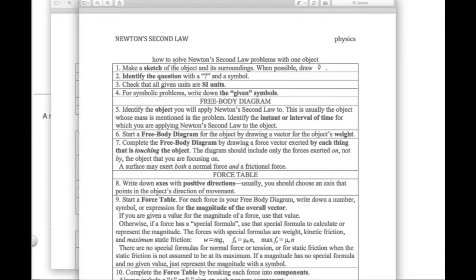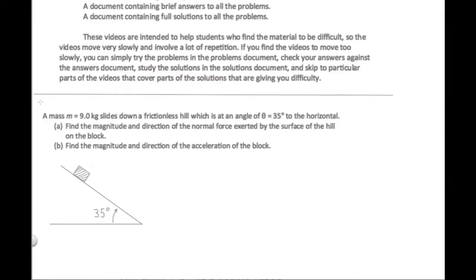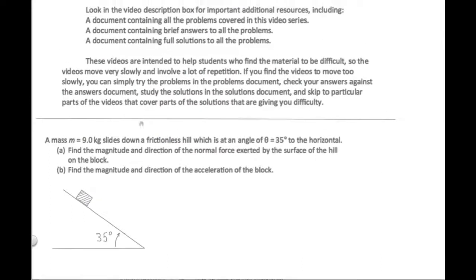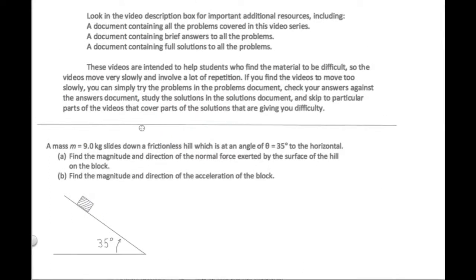Here's our systematic method for Newton's second law problems, which I hope you have printed out. Make sure we have a sketch. We were already given the sketch, but let's add the velocity vector to this sketch. The direction of the velocity vector should indicate the object's direction of motion, and the problem says that the mass is sliding down the hill. So we know that the direction of motion and the direction of the velocity vector should be pointing down the hill.